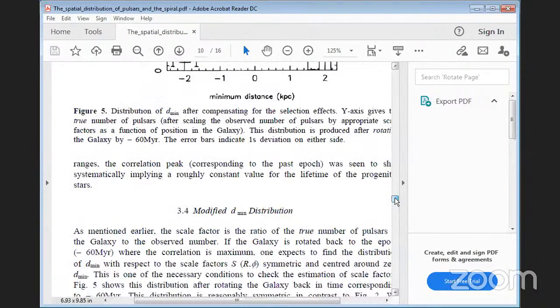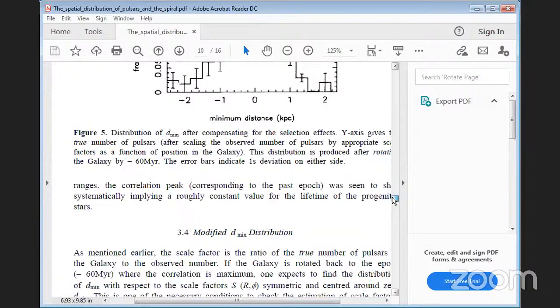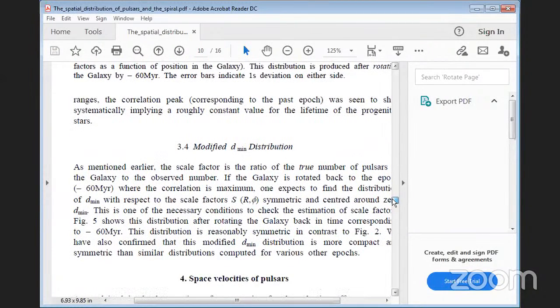Okay. So after having rotated, this is the distribution of the minimum distance from the spiral arm spine that we see, which you can see now corresponds very well with this. Of course, the spread is to be understood in terms of it having lost the memory because of the random motions with which they travel for almost 10 million years, and that's a significant spread from where they were born.